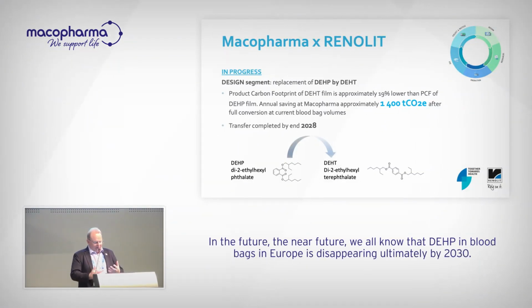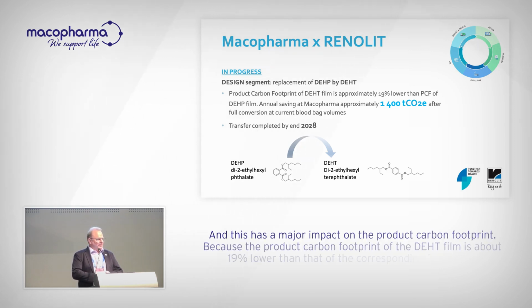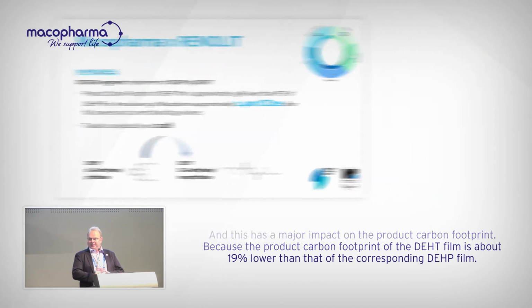In the near future, we all know that DEHP in blood bags in Europe is disappearing, ultimately by 2030. So in this design segment, Macopharma is replacing DEHP by DEHT. And this has a major impact on the product carbon footprint, because the product carbon footprint of DEHT film is about 90% lower than that of the corresponding DEHP film.